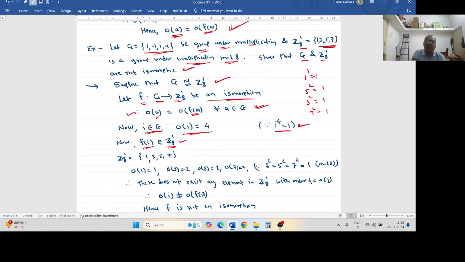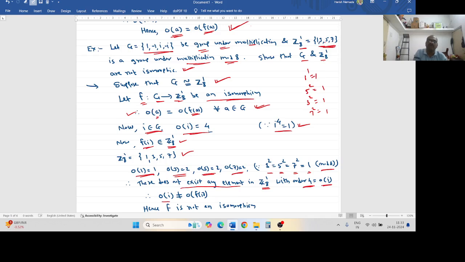So here Z dash is equal to set containing 1 3 5 7. Order of 1 is 1, order of 3 is 2, order of 5 is 2, order of 7 is 2, because 3 square, 5 square and 7 square is equal to 1 modulo 8. Hence there does not exist any element in Z dash with order 4. म्हणजे order of i ही 4 असल्यामुळे या Z dash मध्ये एक एलिमेंट असा नाही की त्याची ऑर्डर 4 आहे.